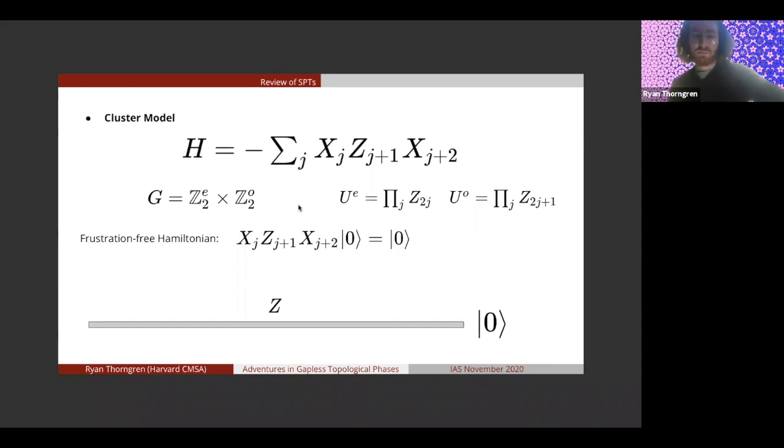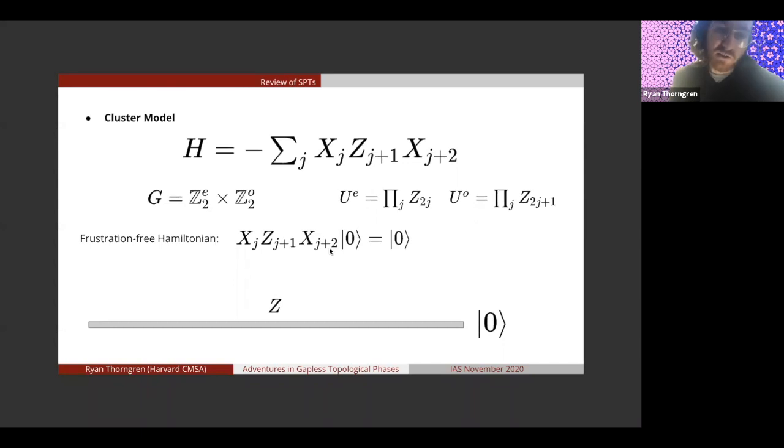Now, the Hamiltonian is what's called frustration free. All of the terms in the Hamiltonian commute with each other. So the ground state is just the mutual lowest eigenstate of all of these individual operators. And for these operators whose eigenvalue is plus or minus 1, the ground state is the one that is fixed by all of these operators.